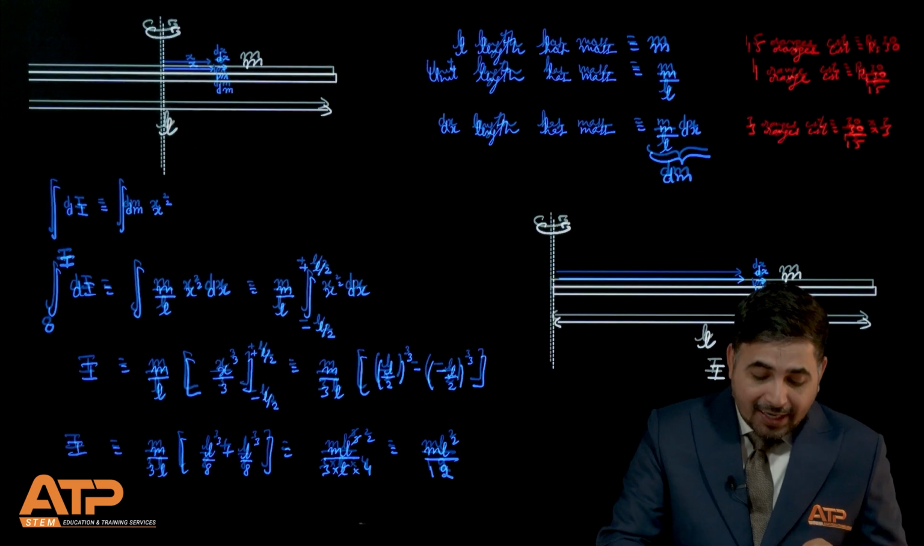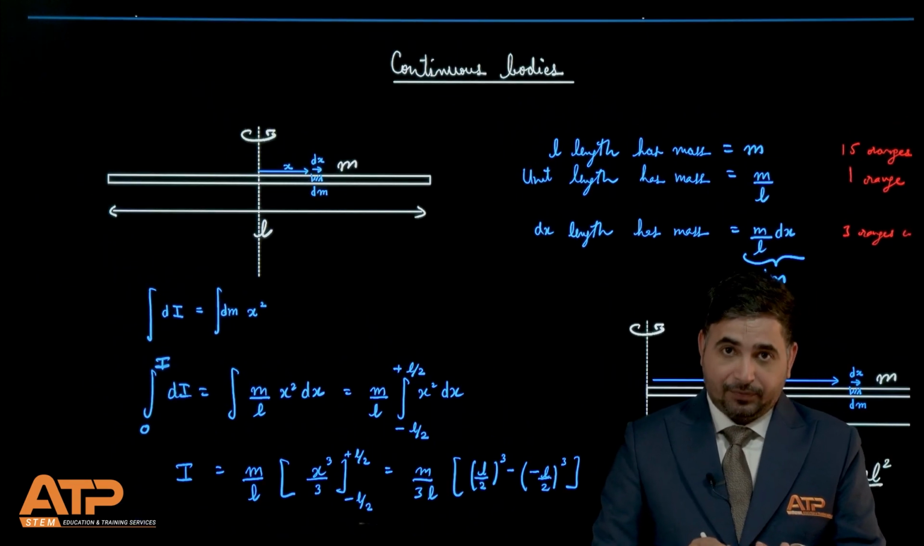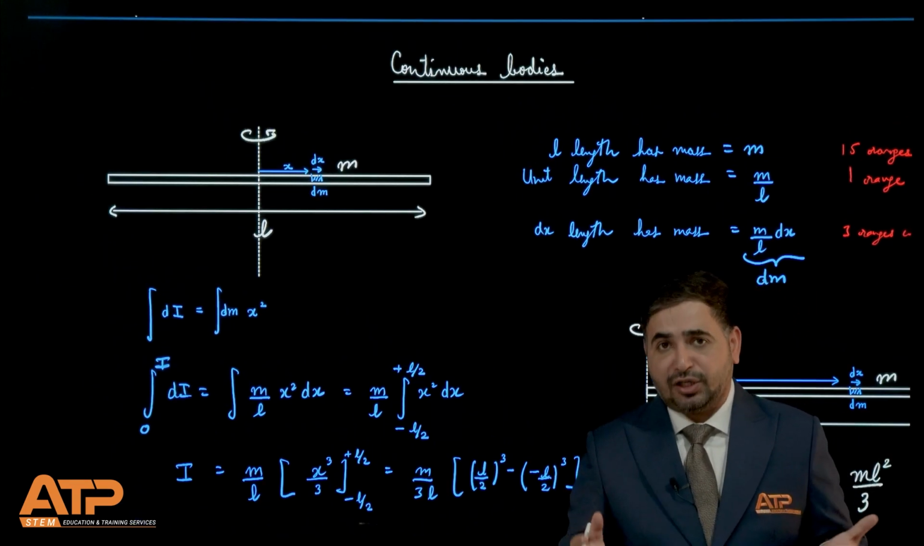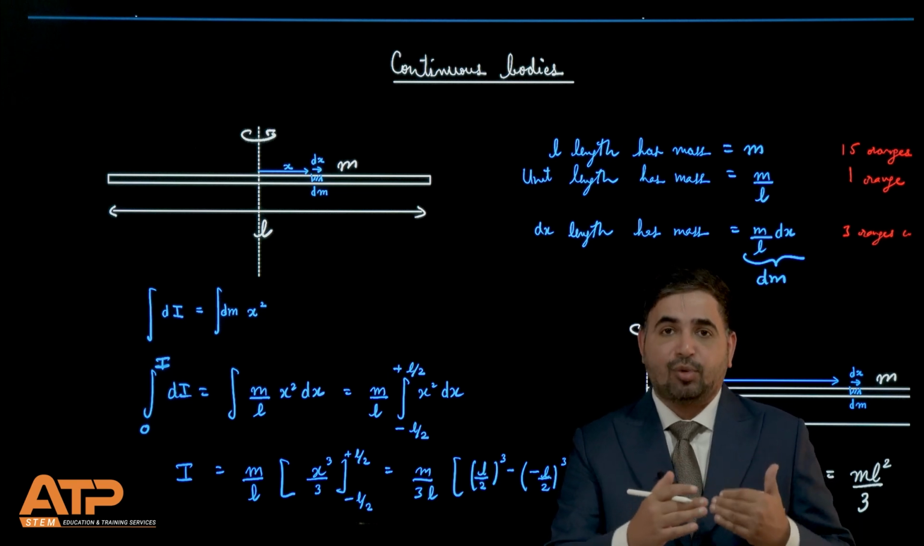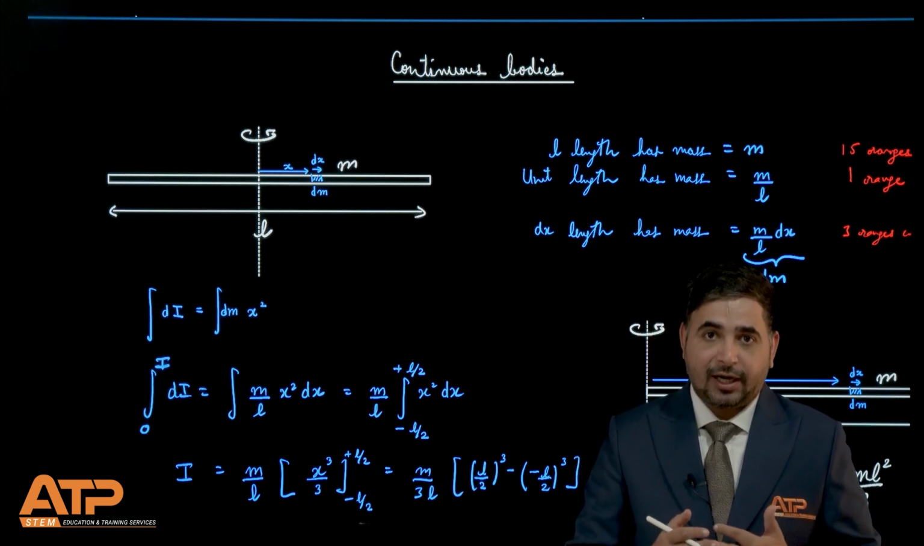So this was one example of a continuous body, right? But there are many such continuous bodies. We're not going to derive the moment of inertia of each and everything, right?